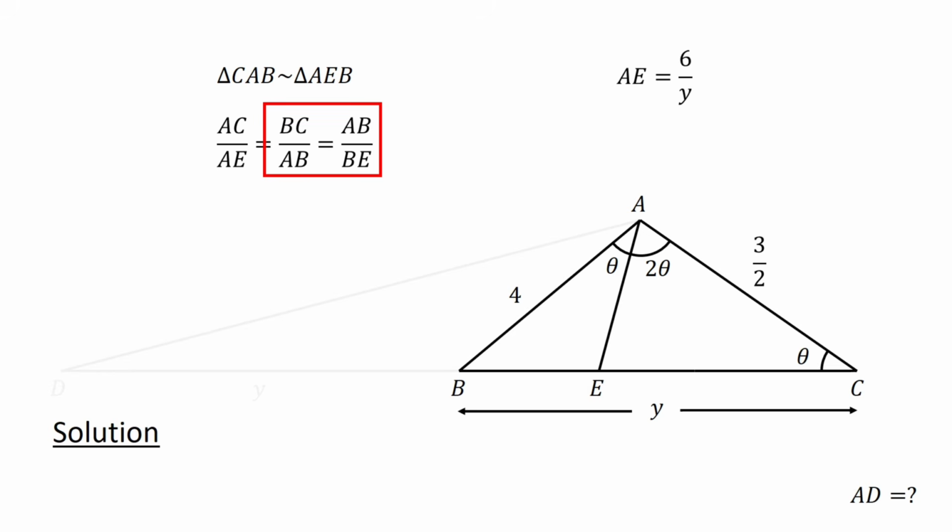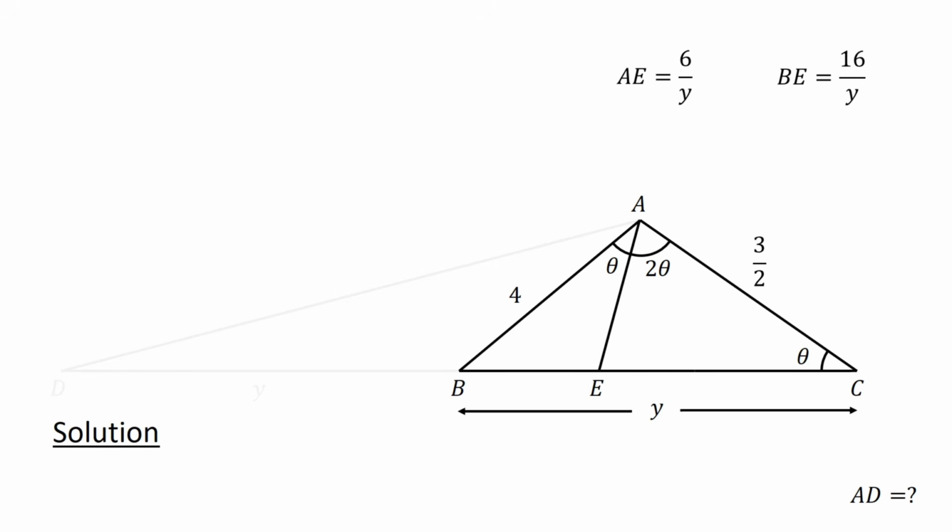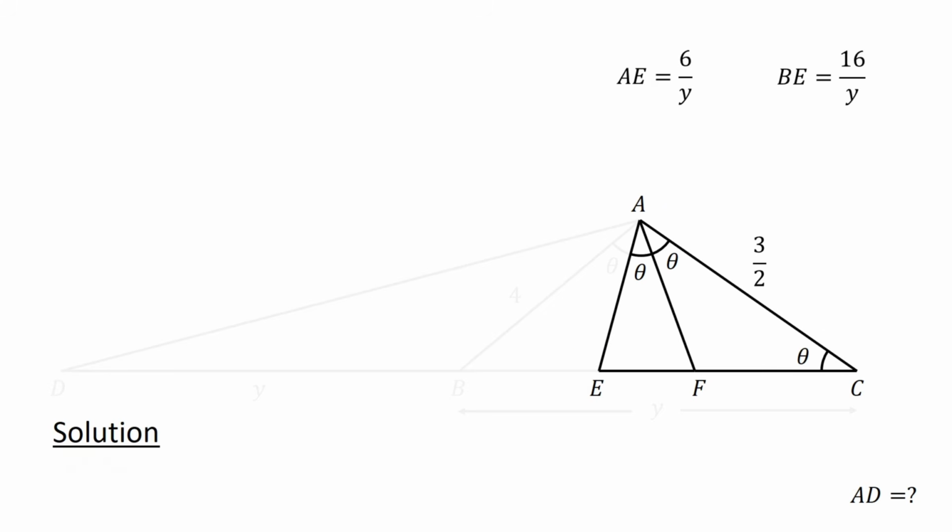From BC over AB equals AB over BE, we have y over 4 equals 4 over BE, or BE equals 16 over y. Following this, let F be a point on BC such that angle FAE equals theta and angle CAF equals theta, and then consider triangle AEC.